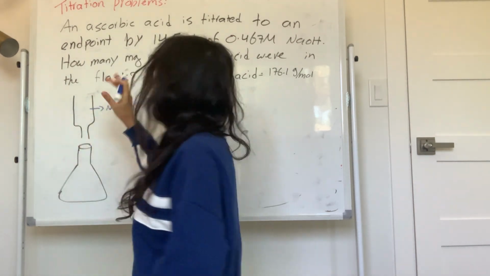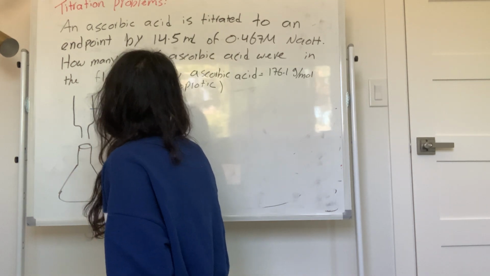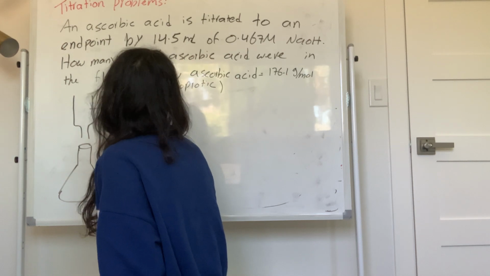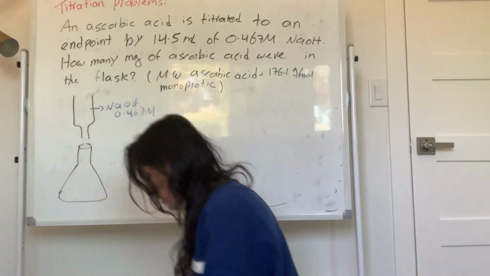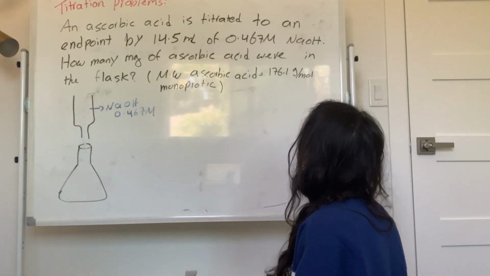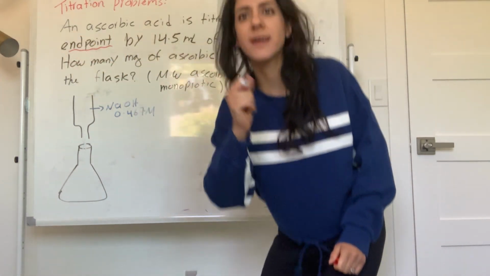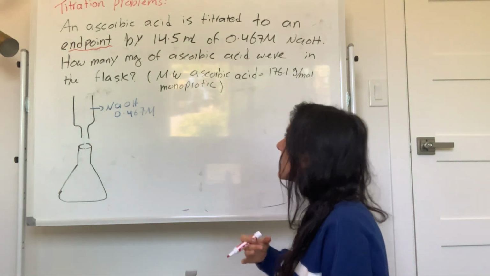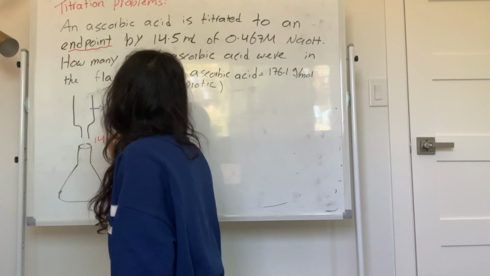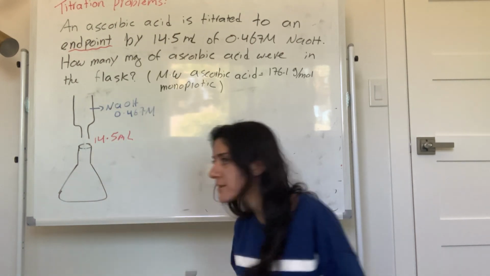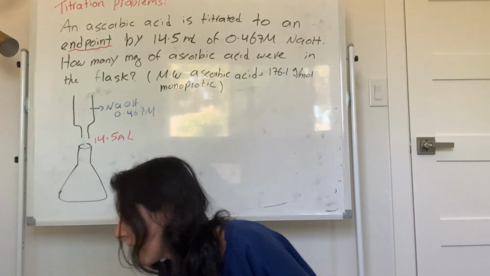Always draw this down. Have a little scheme of what's going on. My sodium hydroxide concentration is 0.467 molar. Okay? And you're going to do a titration. When you do titration, it says the end point. And what's the end point? The end point is when it turns pink, right? The end point is after adding 14.5 ml of sodium hydroxide, then it's going to turn pink. So far, so good.